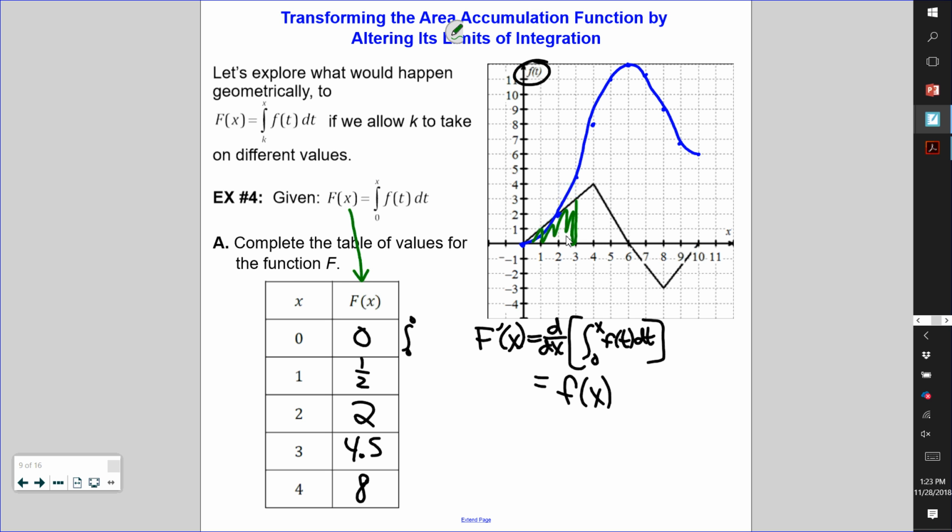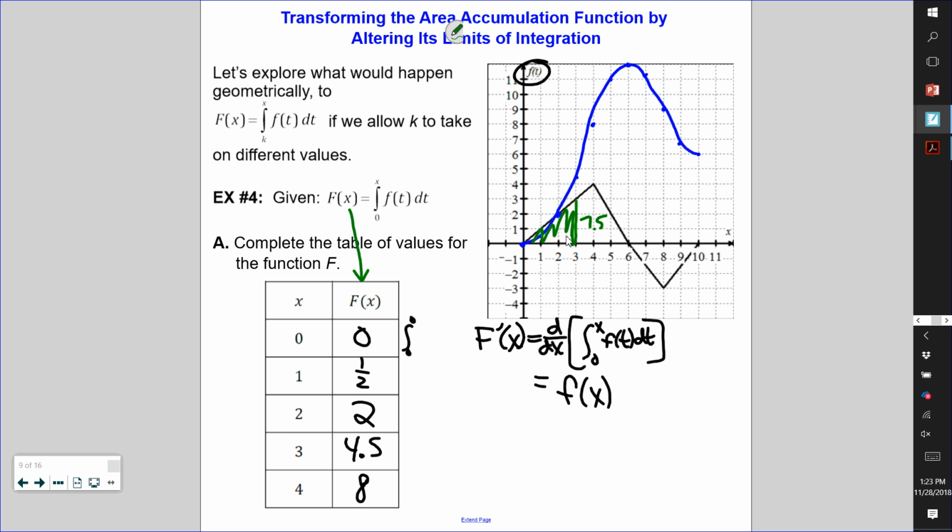No, some's positive, some's negative. Now I'm going 3 to 10. So now there's no negative, no change in signs anymore because the function goes 3 to that. So what's this area? 1, 2, 3, 4, 5, 6, 7 and a half. So this is 7.5.